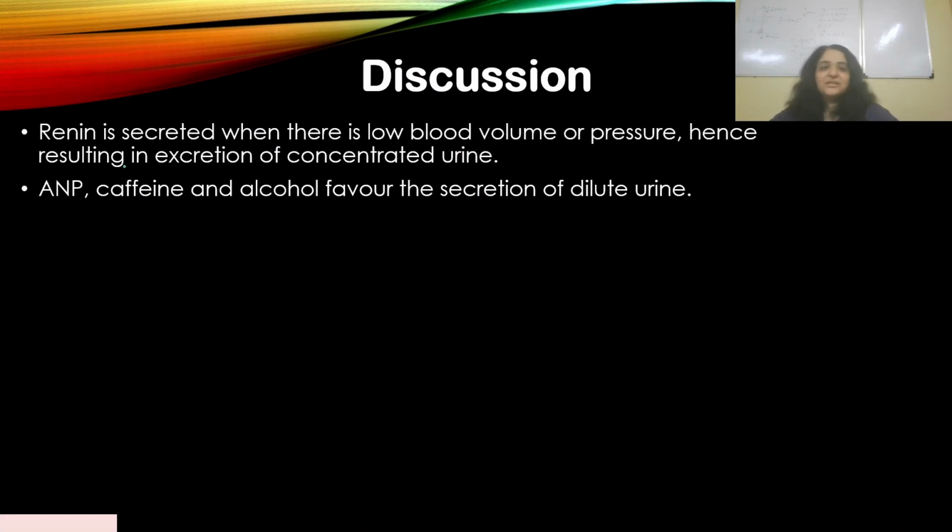Okay, let's go to the discussion. Renin is secreted when there is low blood volume or pressure, resulting in excretion of concentrated urine. ANP, caffeine, alcohol, they favor the secretion of dilute urine. Okay, clear? All right, let's move on to the next question.